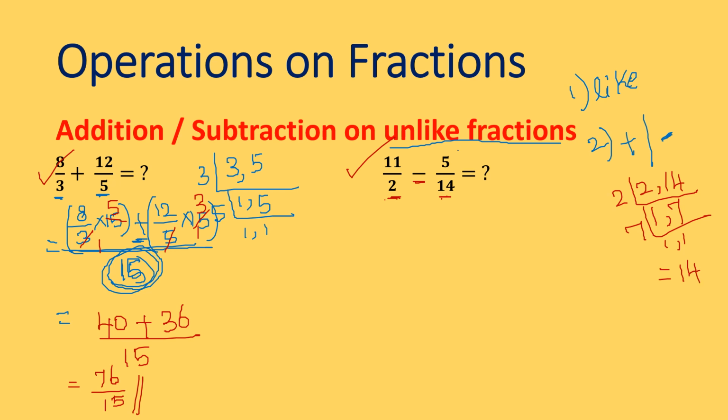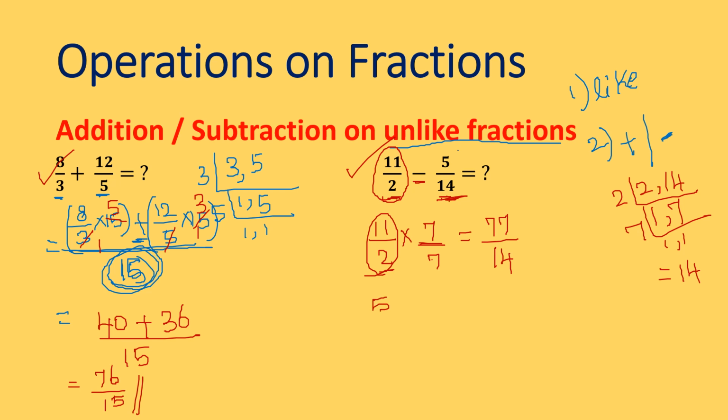So now we are going to convert each fraction to the denominator 14. How can we convert each fraction to the denominator 14? What can you multiply with this denominator so that you will get 14? 7, right? So the same 7 you need to do on the numerator. We are converting the fraction into an equivalent fraction by multiplying by 7 over 7. So 77 by 14.